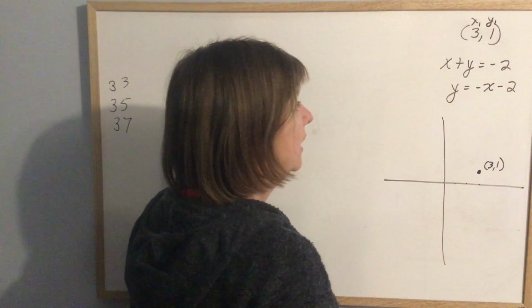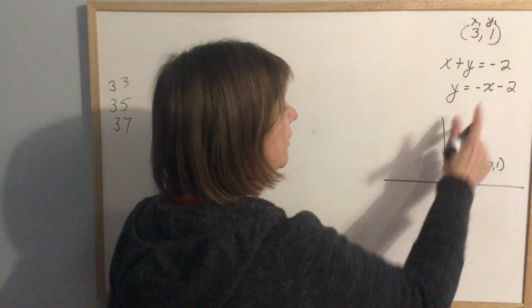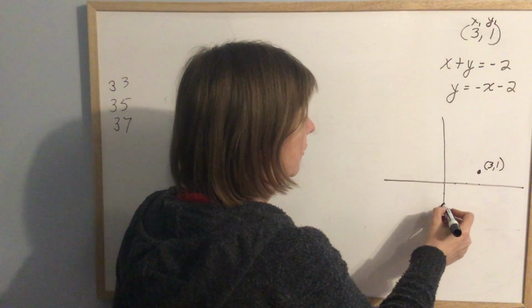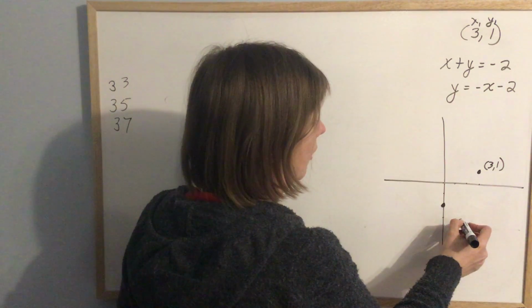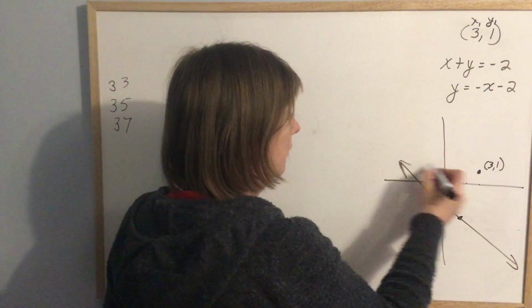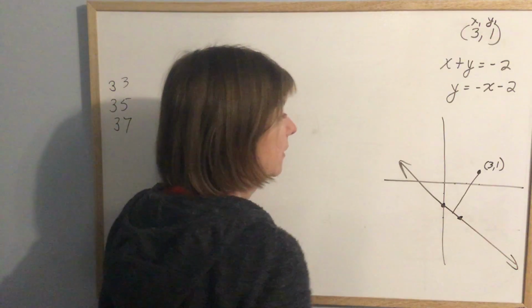And my equation has a y-intercept of negative 2. And the slope is negative 1. So down 1 and across 1. So there's my line. So again, it's going to be this way.